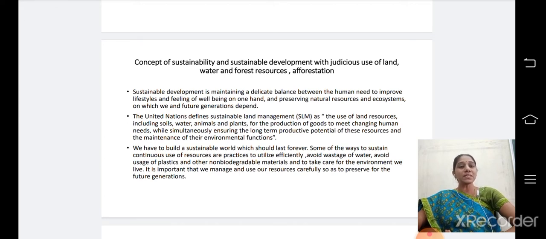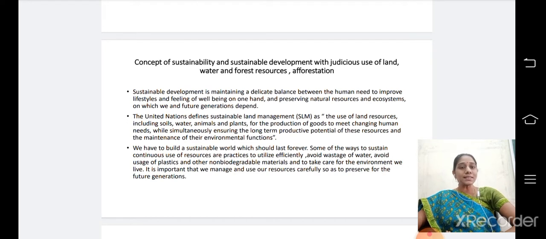So we must use our natural resources in a proper way, in a sustainable way, so that our future generations will get all natural resources. If we over exploit these natural resources, future generations will suffer. So, sustainable livelihood is very, very important.